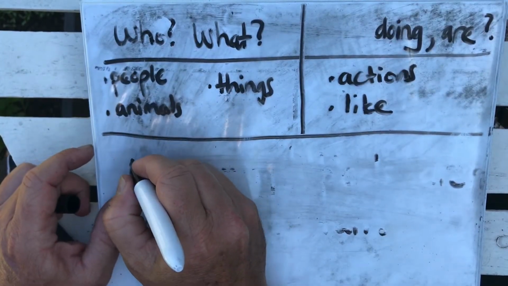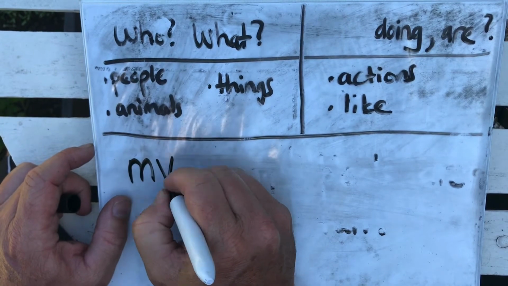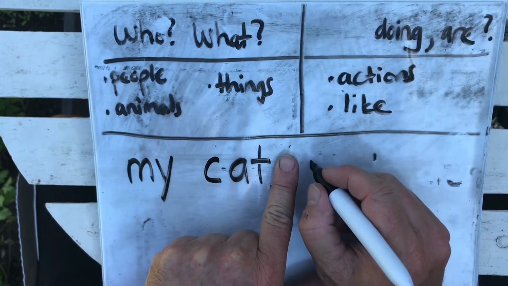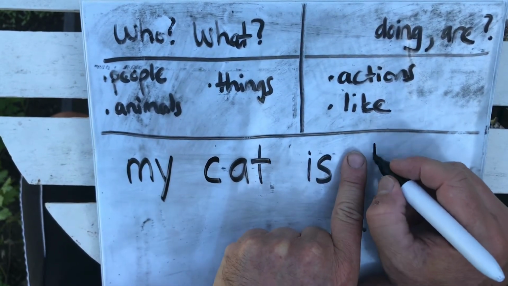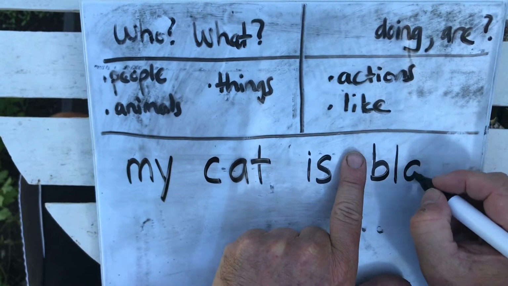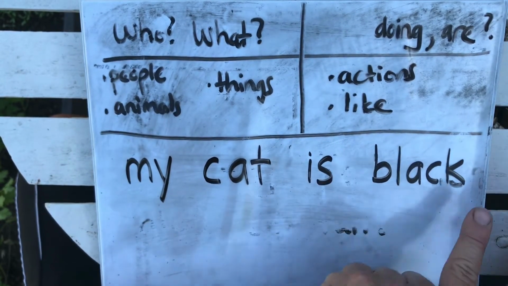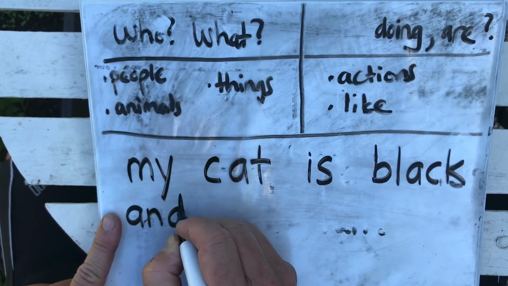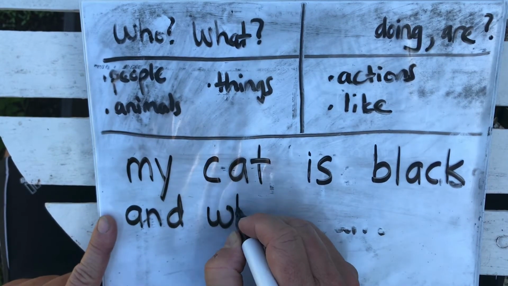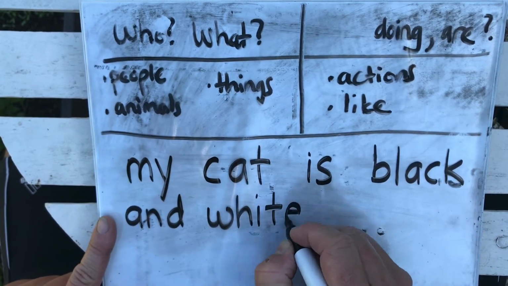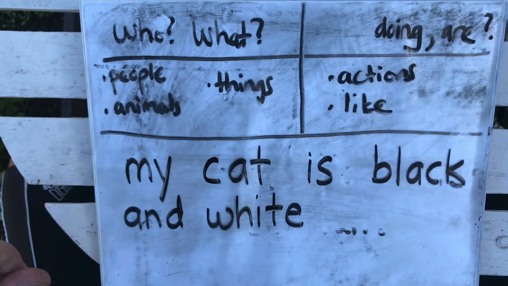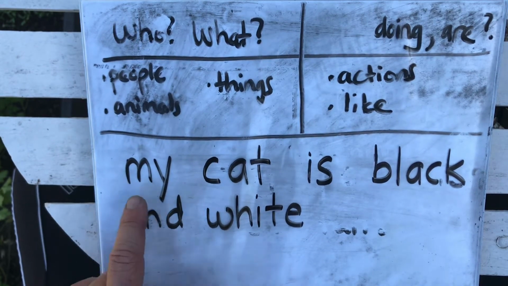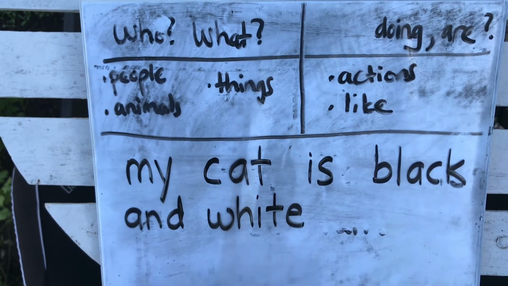So I'm going to write my cat is black. I don't have any space, so I'm going to continue over here. And white. Okay, now that I've finished, I'm going to read it to make sure that's what I wanted to write. My cat is black and white. My cat is black and white. Okay, that's what I wanted to write.